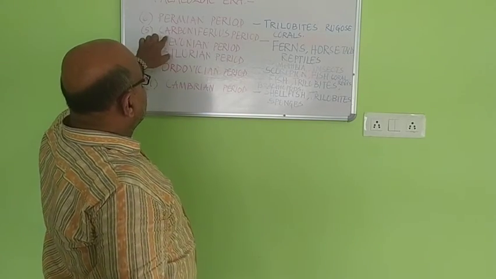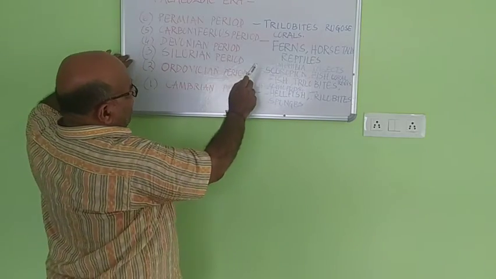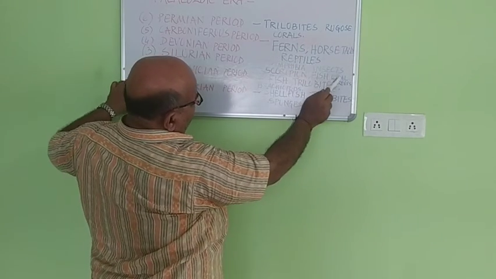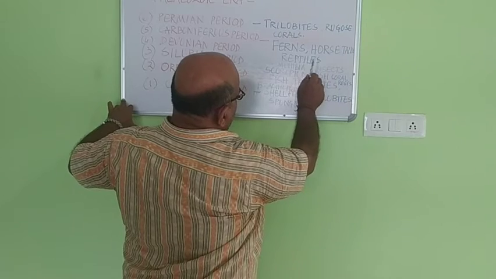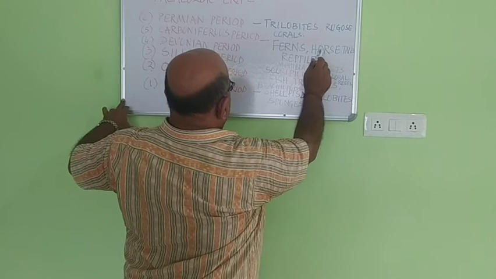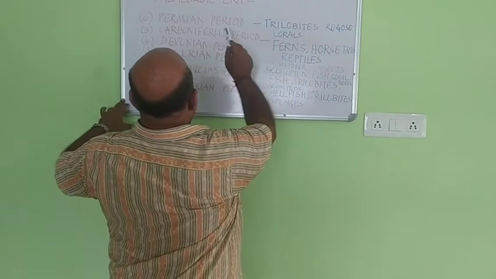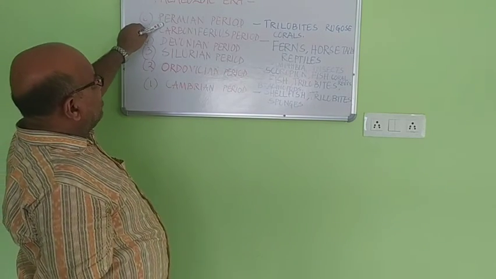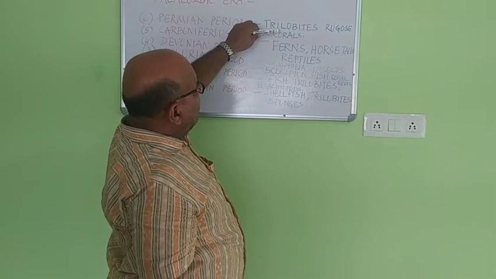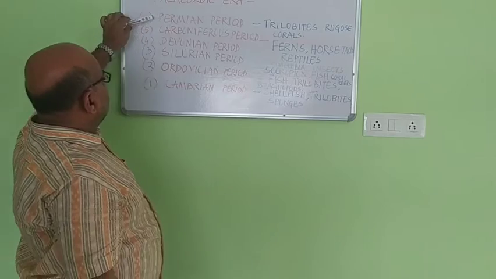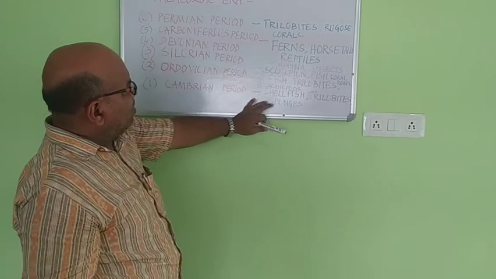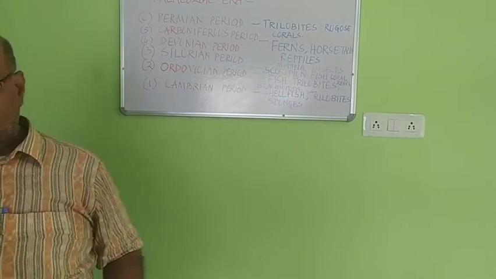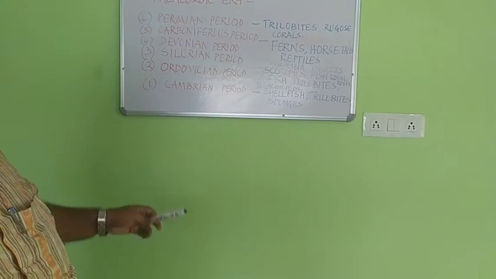Then the fifth one is called the Carboniferous period. In this period, you can notice some plants like the dendrophytes, named as the ferns and horsetails. They also can be noticed in that time, and reptiles also arrived in that time. Reptiles generally evolved in this period, that is called the Carboniferous. Okay, then you know next about the Permian period. In this period, you find trilobites and the rugose corals. They evolved in that time. And this is the Paleozoic era.